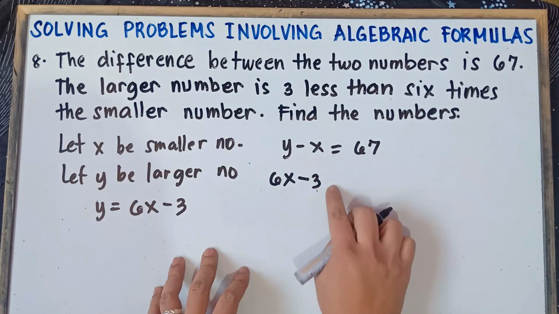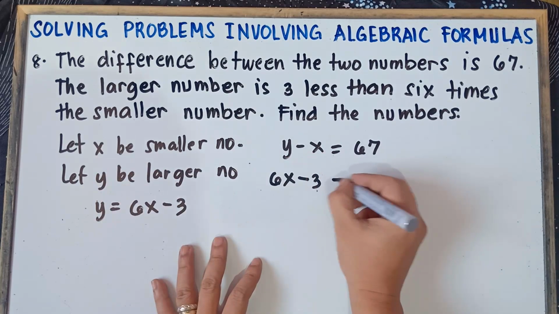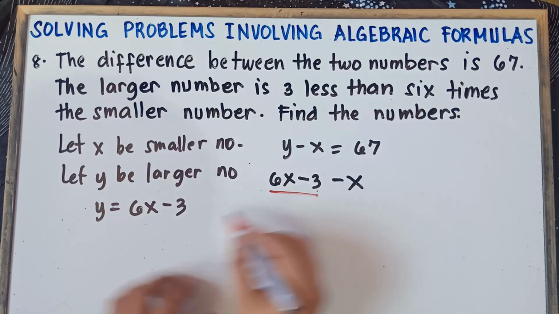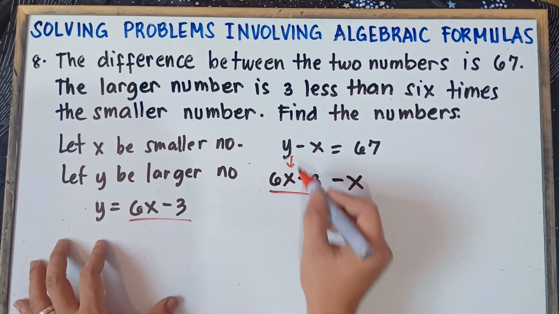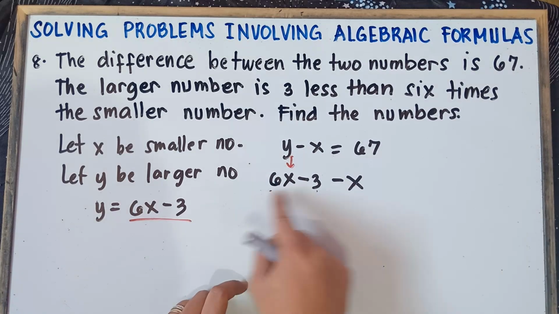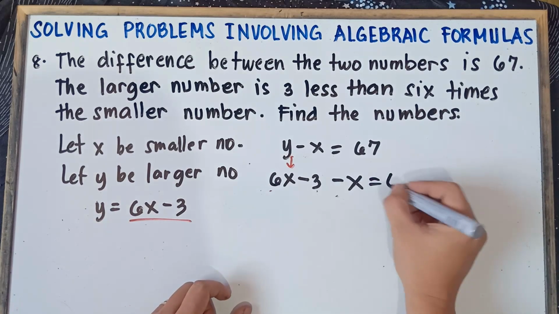And then simply copy x. Once again, plus the value of x, that would be the smaller number. Simply copy minus x. Once again, this 6x minus 3 came from the value of y. Simply substitute the value of y, that would be 6x minus 3, and then simply copy minus x, copy equals 67.